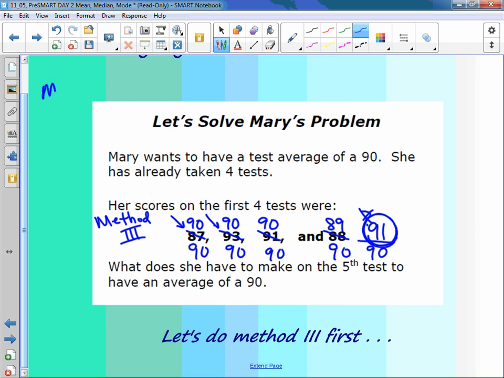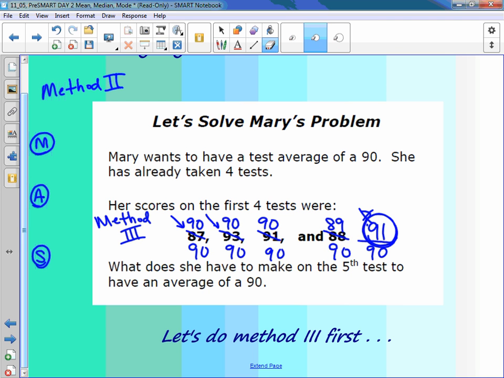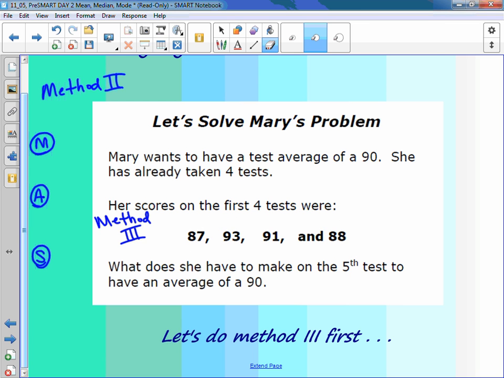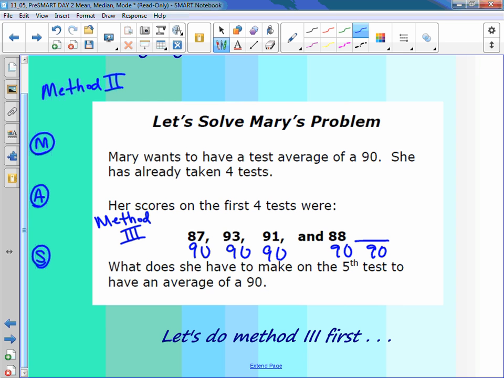Method 2, some people prefer that. I'm going to explain method 2. On method 2, you multiply, you add, and you subtract. Okay. Here's what you do. Let me erase this method 1, method 3 stuff. If you know we need one more test, and you know you want the average to be 90, you want it to work out to be 90, some of you are not going to want to write this 90, 90, 90, 90 like I do. I want to encourage you to do so.